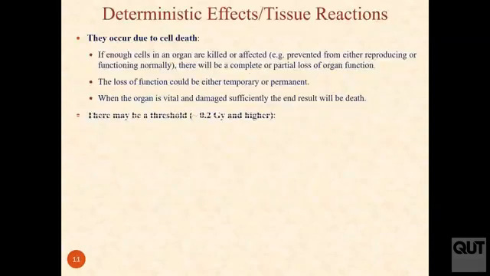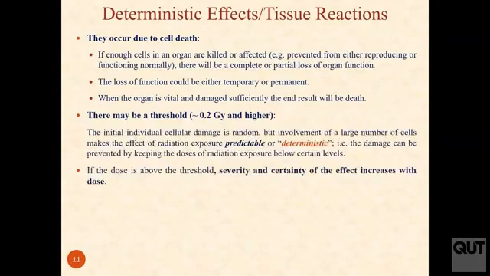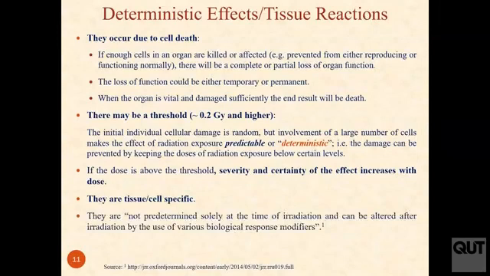So let's have a look at deterministic effects. They occur due to cell death. So if you have enough cells in an organ that are killed or affected, or prevented from reproducing or functioning normally, there will be a complete or partial loss of the organ function. The loss of function could be temporary or permanent, and when the organ is vital and damaged sufficiently, the end result could be death.